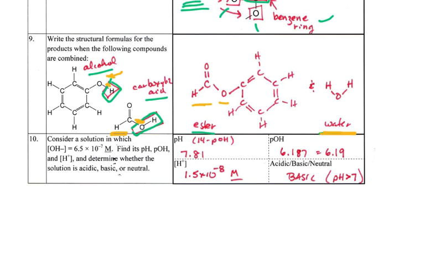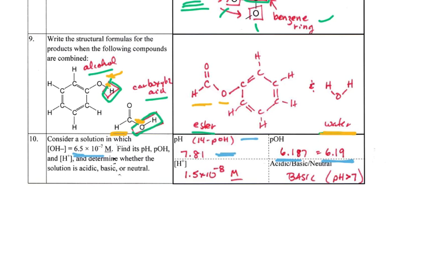I start off with 6.5 times 10 to the minus 7. So I just take the negative log of 6.5 times 10 to the minus 7 in my calculator, and I get my pOH, which is 6.187, I round that off to 6.19. Remember that since this is 2 significant figures there, 6.5, I should have 2 decimal places, so 6.19. Okay, next thing I do is I know that 14 minus my pOH gives me my pH, so 14 minus 6.19 gives me 7.81. That's my pH.